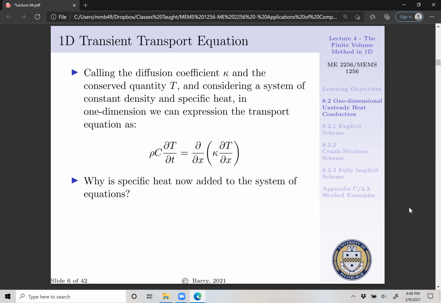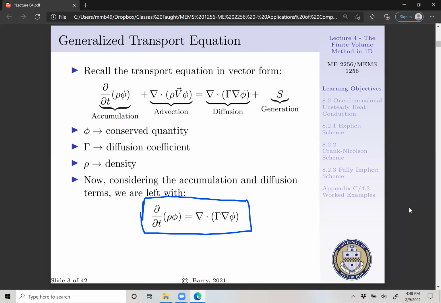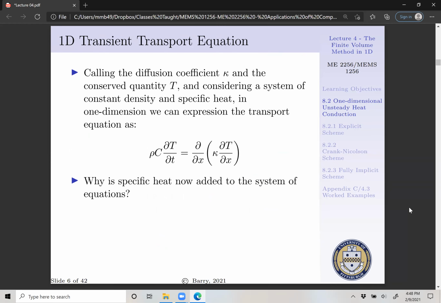Now that we got that out of the way, let us look at our 1D transient transport equation. Recall we're going to work with this: del by del t of rho phi is equal to divergence of gamma grad phi. Now, in one dimension, we're going to consider our conserved quantity, once again, to be temperature. We're going to take our diffusion coefficient as kappa, which is our thermal conductivity. And our density and specific heat are going to be assumed constant.